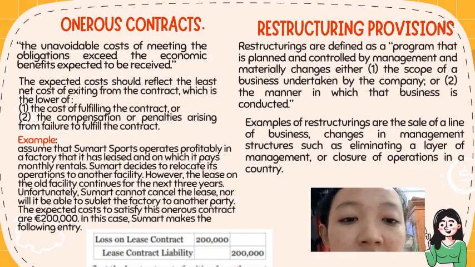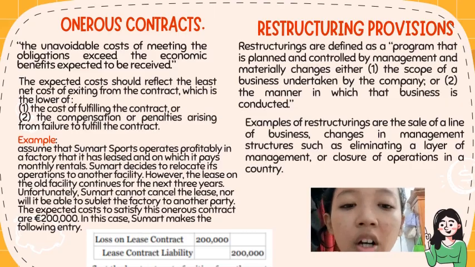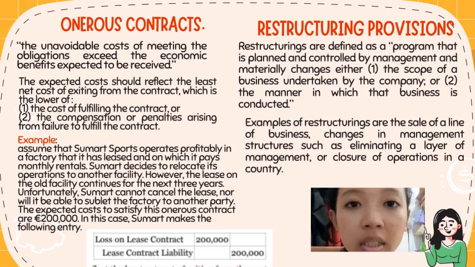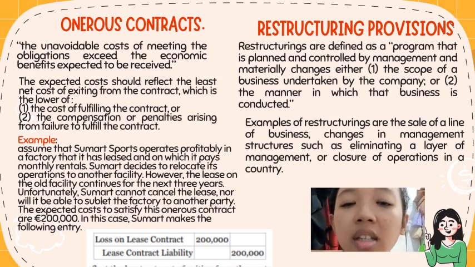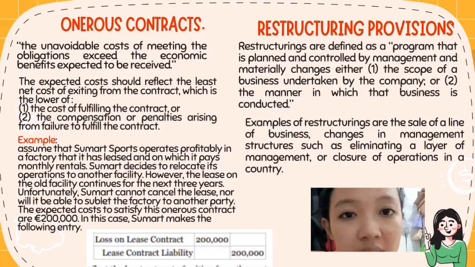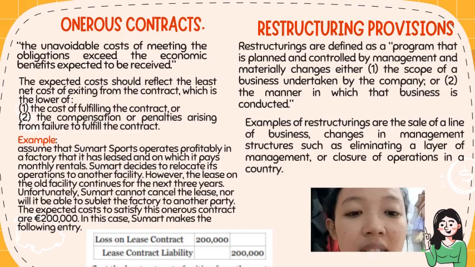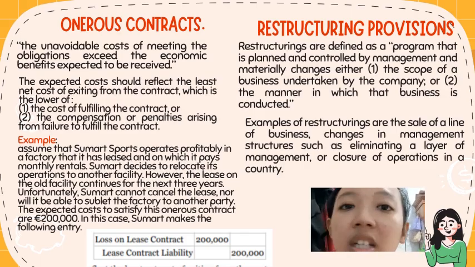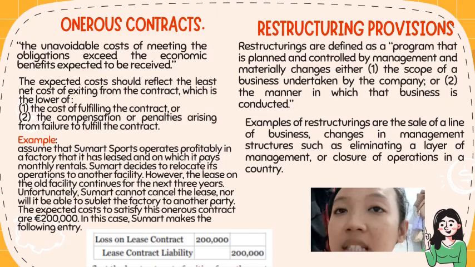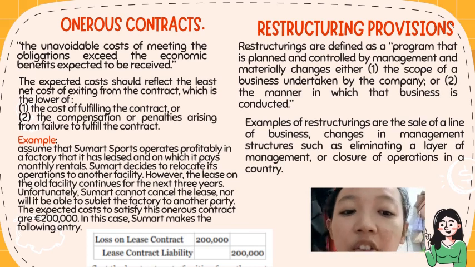And then next is restructuring provision. Restructuring is defined as a program that is planned and controlled by management and materially changes either the scope of a business undertaken by the company or the manner in which that business is conducted. Examples of restructuring are the sale of a line of business, a change in management structure, such as eliminating a layer of management, or the closure of operations in a country.